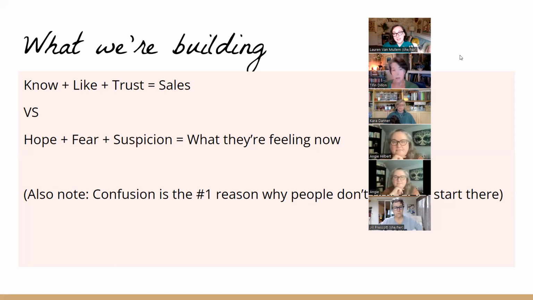They hope that you have the answer that they've been searching for because they've been looking for such a long time. But they also fear that they're always going to be stuck in whatever discomfort, the pain, the symptoms that they're experiencing. And they suspect that you are just trying to take their money. It's reasonable, right? So that is the conversation that we start having with the header, the tagline, the introduction.